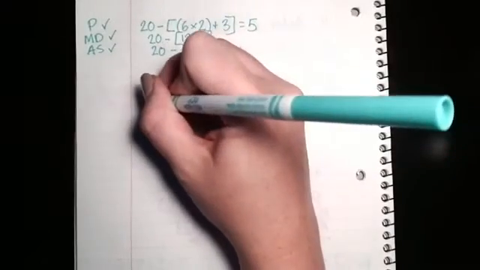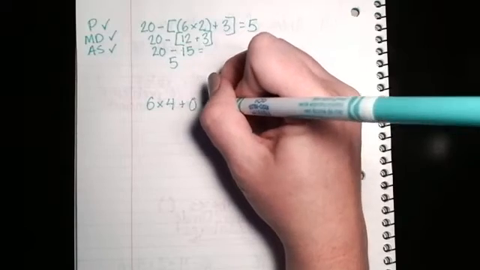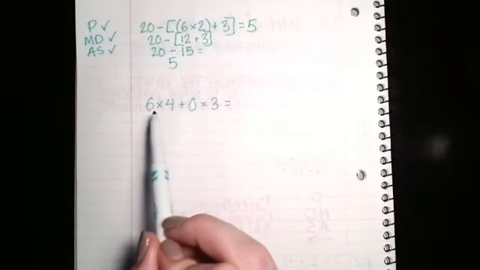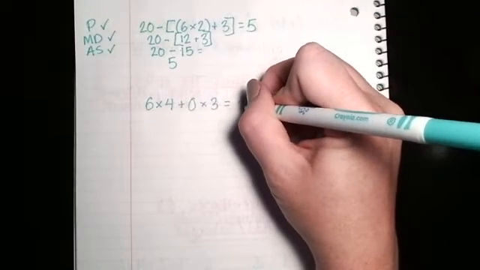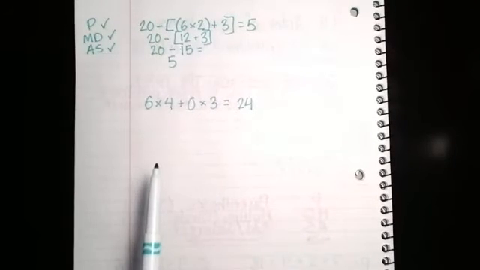All right, let's do 6 times 4 plus 0 times 3, okay? Now, I have this problem, and they're actually going to tell you the answer before you solve the problem. What they're trying to get you to do is place parentheses to make sure your problem equals the answer they give you, okay? So in this example, they want the answer to equal 24, okay? So we have to look at this problem and figure out where we would need to place parentheses to get it to equal 24, okay?